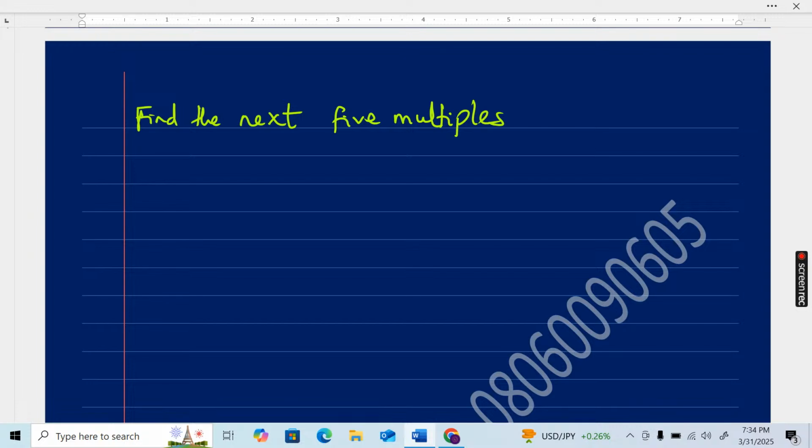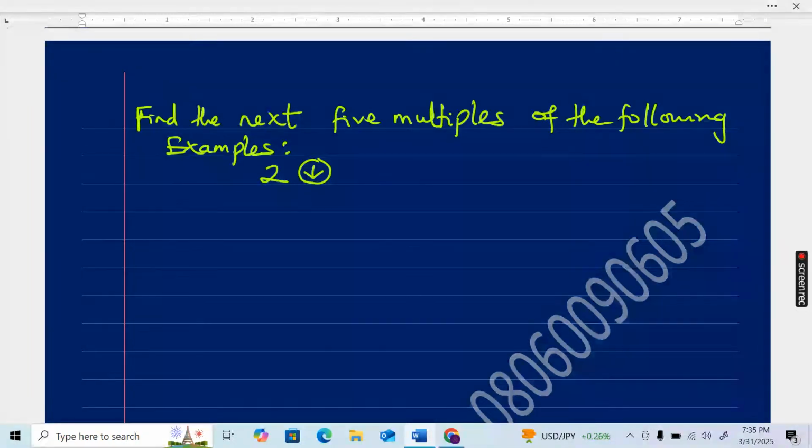Find the next 5 multiples of the following, which means they are already giving us a clue of what our examples are, right? They are based on multiples. So I have the first one, which is 2. I'm going to draw the circle and I'll have the arrow facing down. Please write quickly. You have to write in this class. Then I'll move on to the next one.